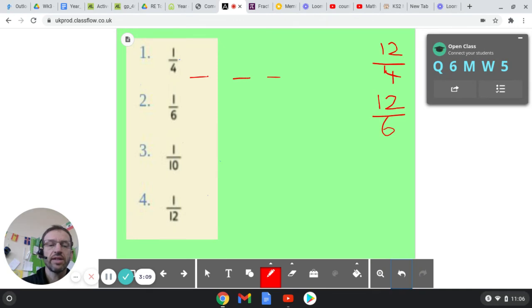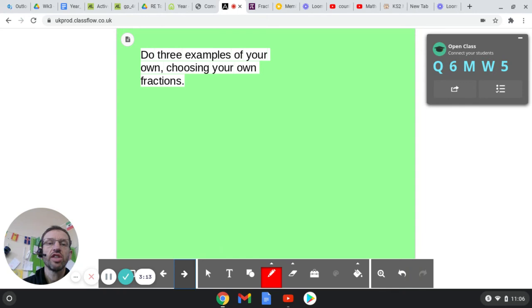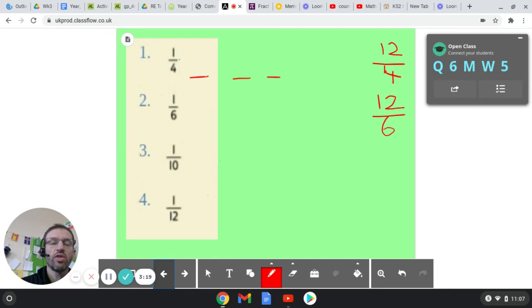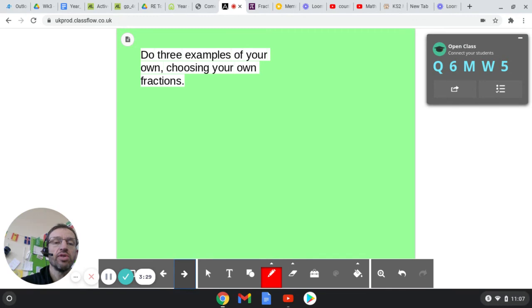And that's spicy and spicier. For the spiciest challenge, think of some examples of your own. So you've done quarters, sixths, tenths, and twelfths. Have a go with your own fraction. Start with 1 over what? Your choice. See what happens. 1 over, what are you going to start with? How is it going to work? What equivalent fractions will you discover today?